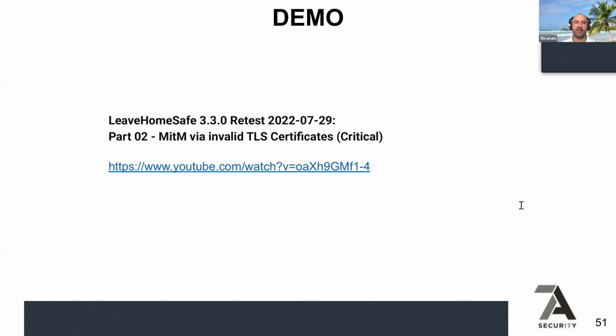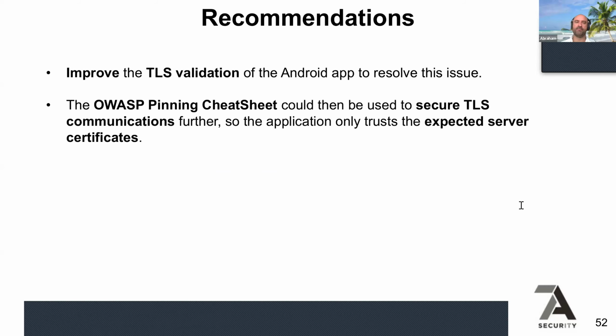So there's a demo about this on YouTube, but I'm going to skip it because we have a lot more to go. The way to fix this would be to improve the TLS validation and just use the TLS validation in Android to solve the issue. And then you can take this even further and use the OWASP pinning cheat sheet, which has examples for Android and iOS to improve the TLS validation even more. What you do is you keep a hash of the certificate of the server that you are trying to connect to. And if it doesn't match, then you refuse the connection.